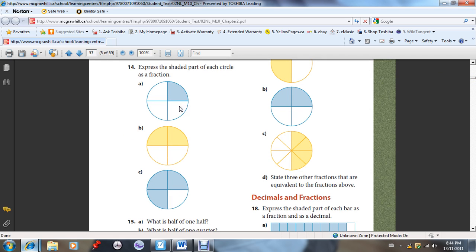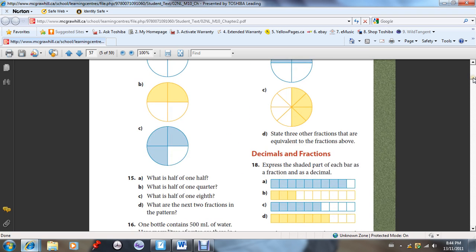This is express the shaded part of each circle as a fraction. All you do is look at the total number. There are 4. How many are shaded? 1. So 1 out of 4 are shaded, or you write it as 1 over 4. One straight line, 4. Do that with all of these. Then you go down here. Number 17 is the same.